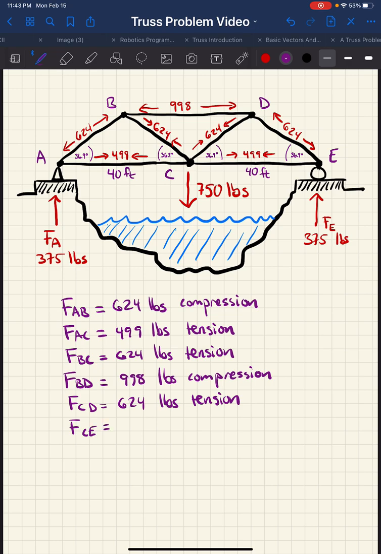FCE is 499 pounds, and it's in tension. And FDE is 624 pounds, and it's in compression. So that's what each one of the members in this truss system, that's the state it's in, whether it's compression or tension and how much.